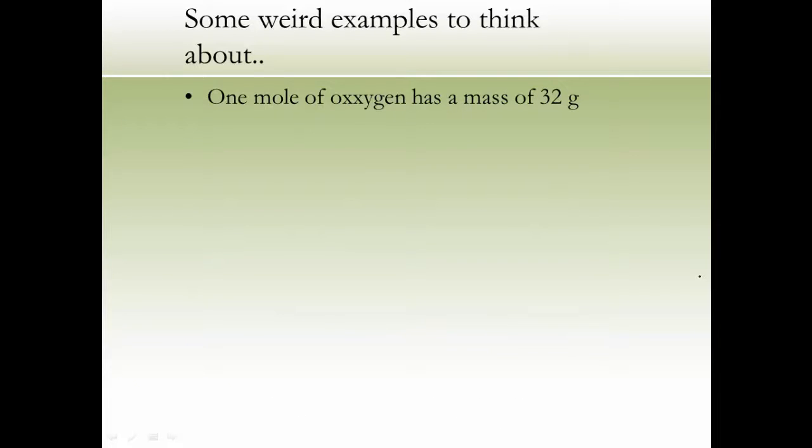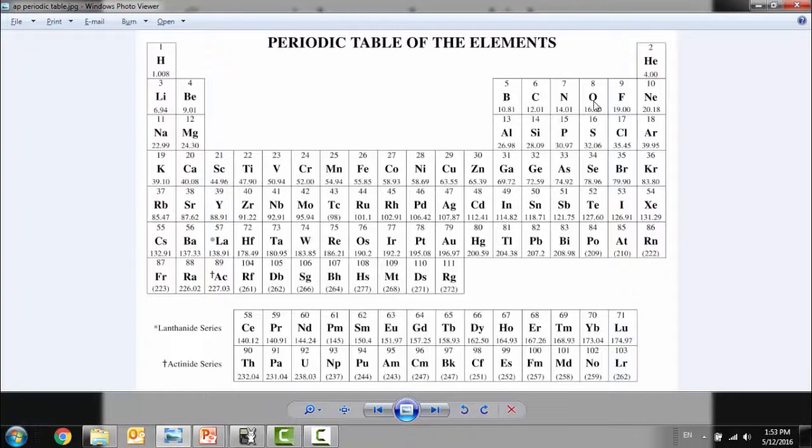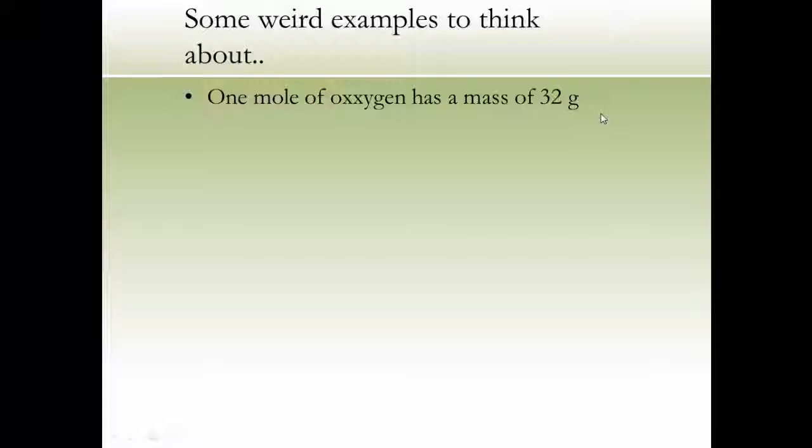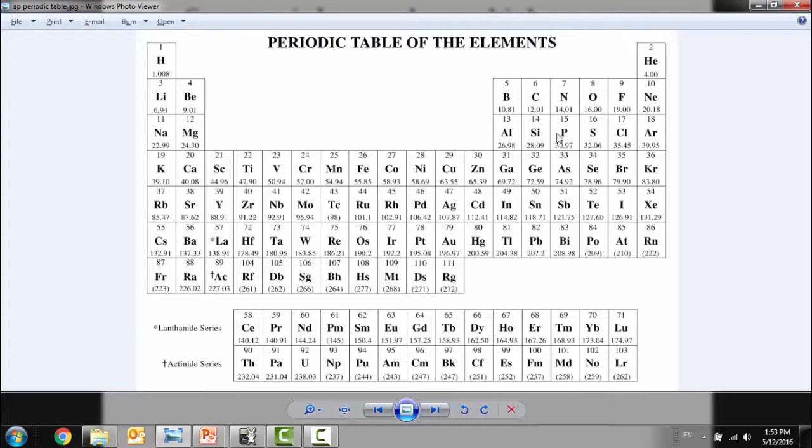1 mole of oxygen, like actual oxygen gas, has a mass of 32 grams. Now, if we look at the periodic table, that doesn't match. Oxygen on the periodic table says 16, but I'm telling you, 1 mole of oxygen gas has a molar mass of 32 grams. 1 mole of nitrogen has a mass of 28 grams, okay? Again, go to the periodic table. Nitrogen should be 14, and I'm telling you it's 28.